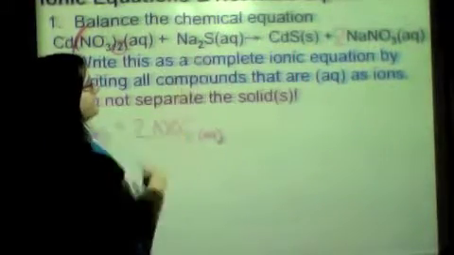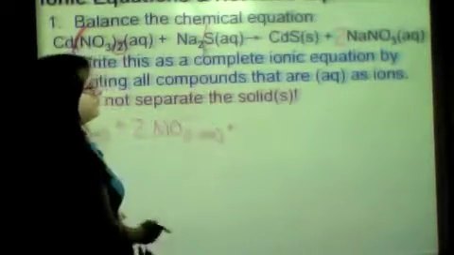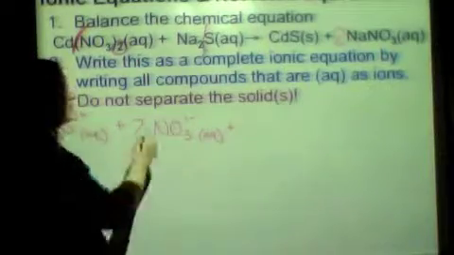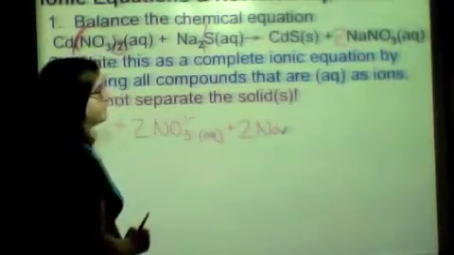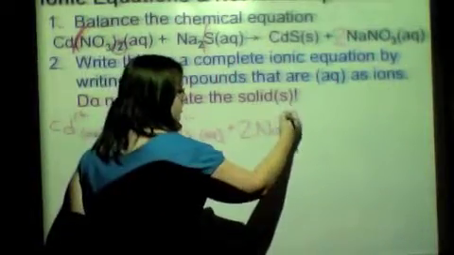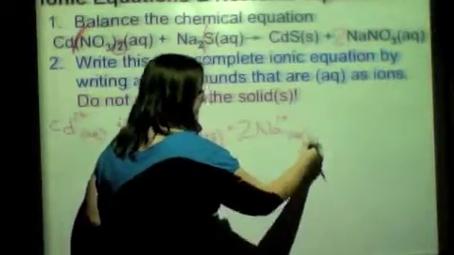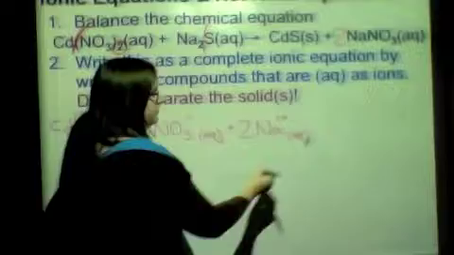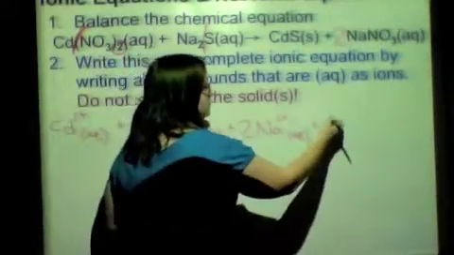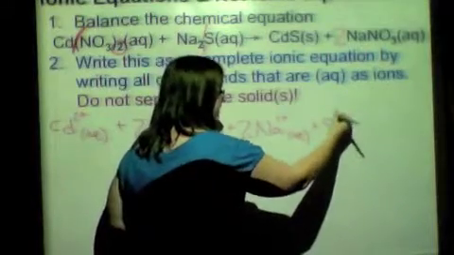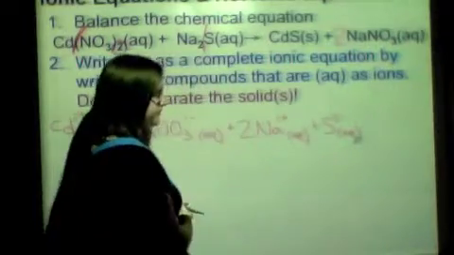Our next one is Na2S. We're going to do the same thing. We are simply going to split it up. How many Na's do you have? 2, so that's going to become 2 Na. Sodium has a 1+ charge, and it is aqueous. Plus, do the same thing for sulfur. How many S's do we have? 1, so S. Sulfur has a charge of 2-, and it is aqueous.